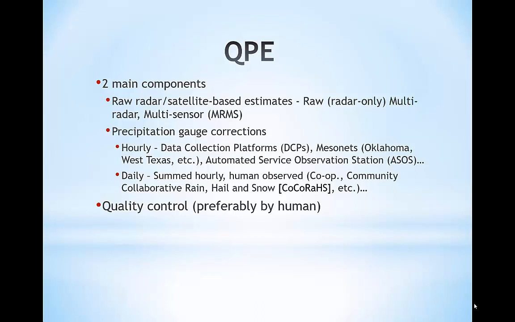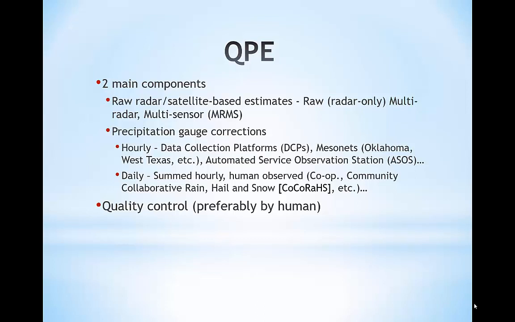Therefore, we perform local bias adjustments to the hourly raw, radar-only, multi-radar, multi-sensor MRMS QPE product, upscaled to an HRAP grid, using an hourly precipitation gauge network that is QC'd by the forecaster for under or over reporting issues.